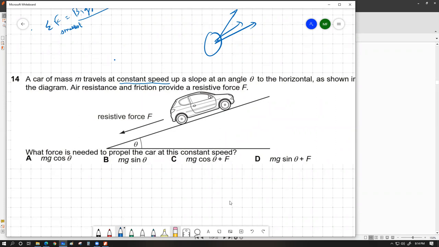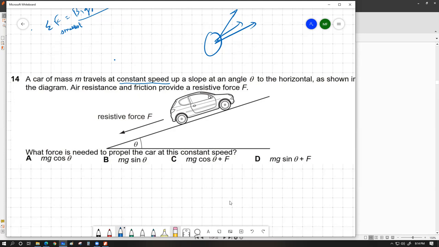A car of mass M travels at a constant speed up a slope at an angle of theta to the horizontal as shown in the diagram. Resistance and friction provide a resistive force of F, which is working along the slope backwards. What force is needed to propel the car at this constant speed? So, to propel the car at this constant speed, we have to produce exactly an equal amount of backward force as that currently working on the object, or the car.